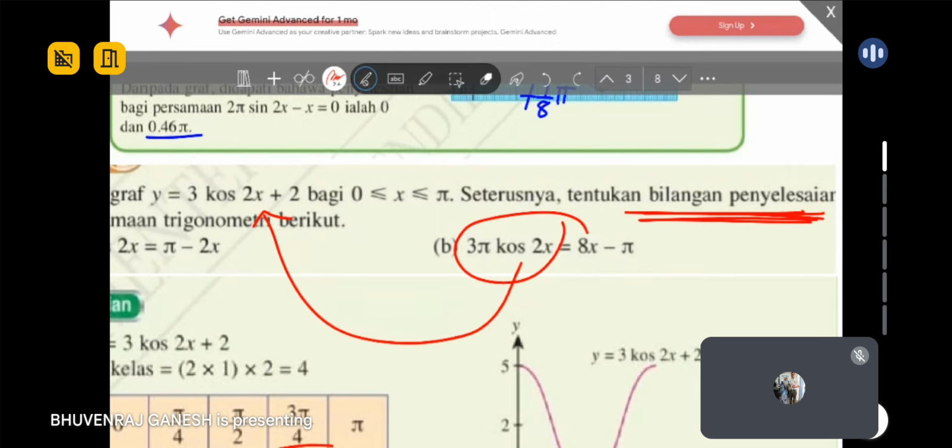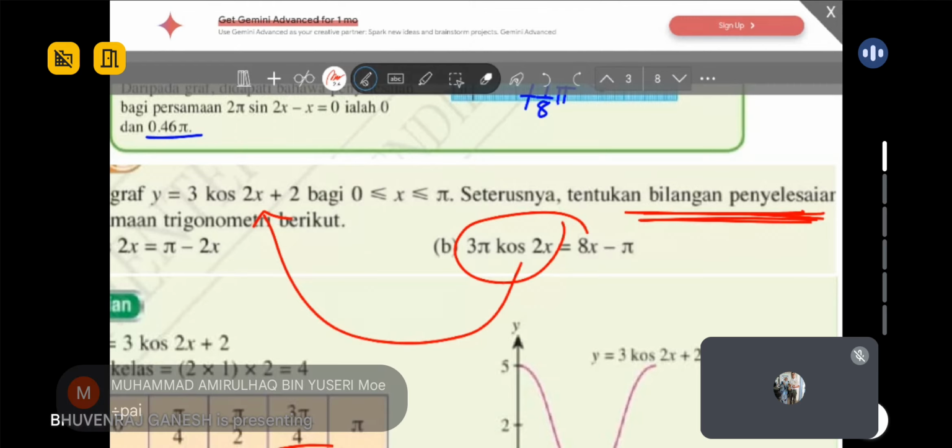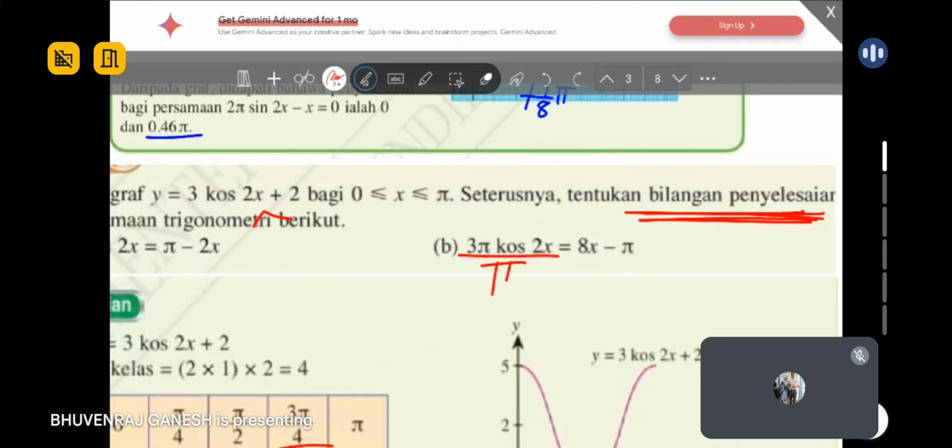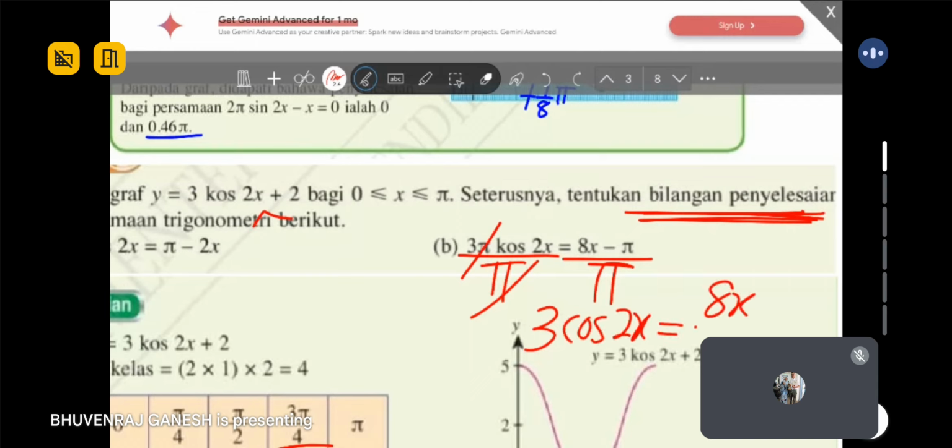So this is the most important skill in this subtopic. How you change the equation. Macam mana kamu tukar persamaan. Kamu kena tahu. Yes. Okay, kamu bahagi pi sajalah pada dua-dua belah persamaan. Okay, bahagi pi. So potong and then 3 cos 2x sama dengan 8x over pi minus 1.